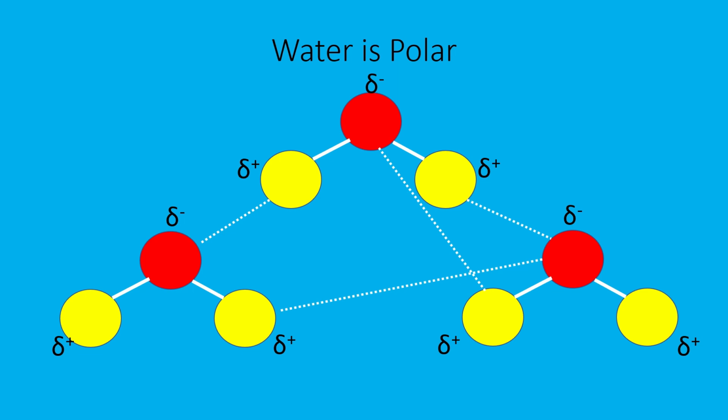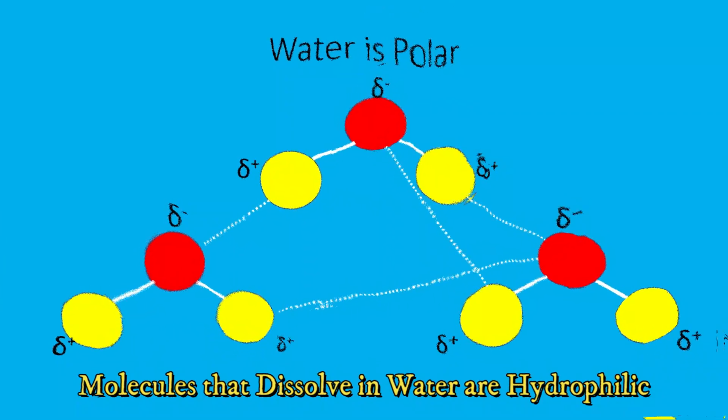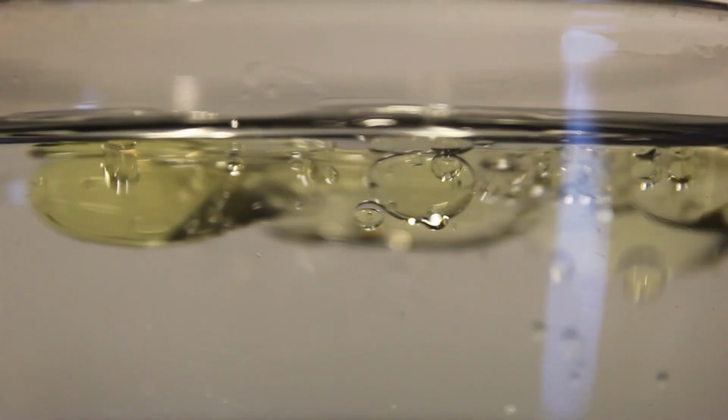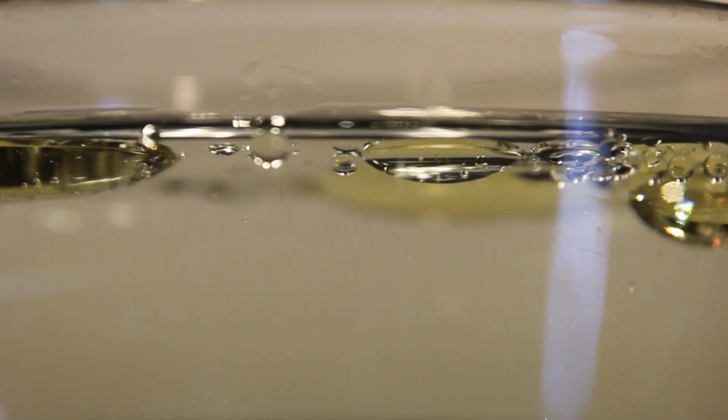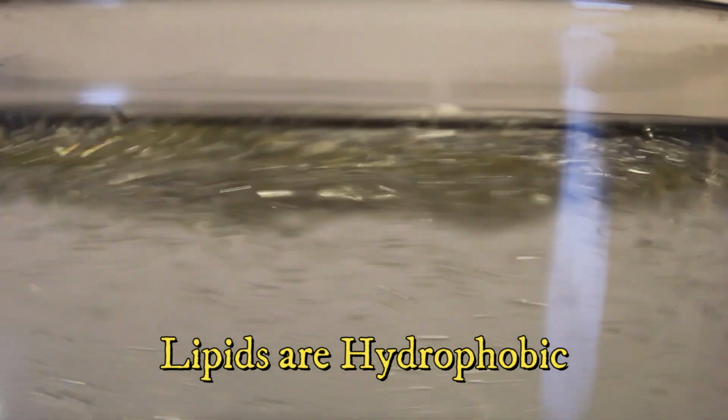The polarity of water makes it possible to dissolve other polar substances like table sugar and some proteins. Molecules that can dissolve in water are called hydrophilic. Fats and oils are nonpolar and can't dissolve in water. No matter how much you try to mix the two, they will always separate. That's because fats and oils are hydrophobic.